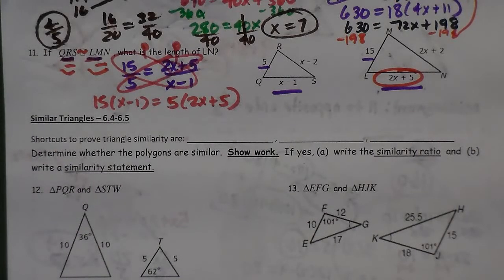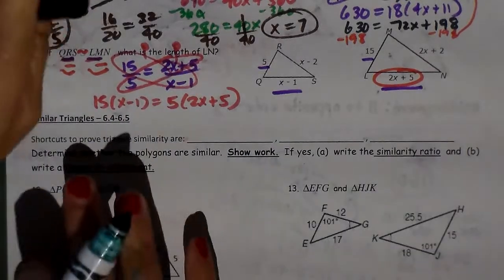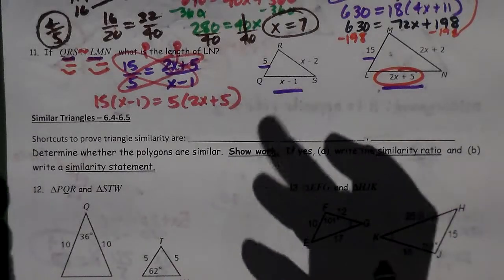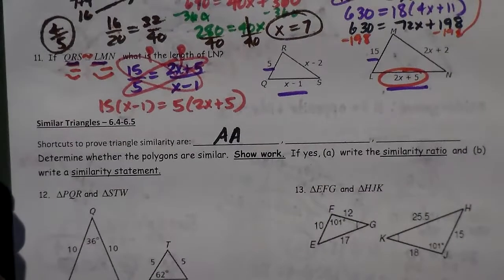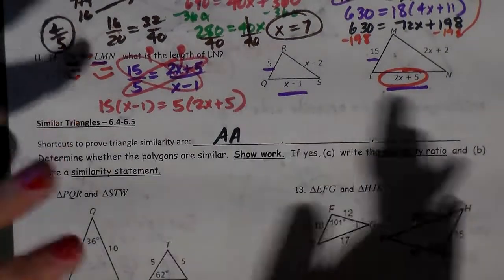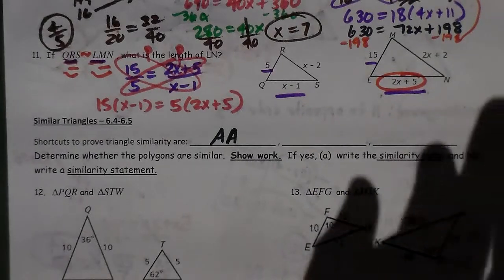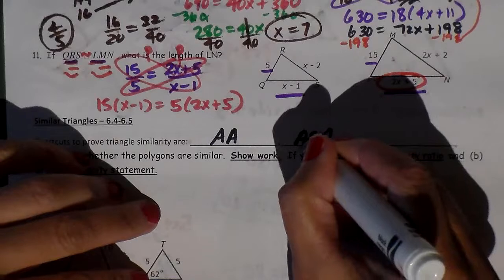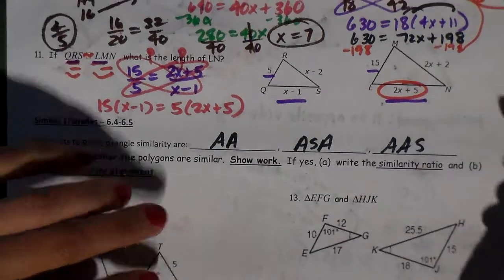Okay. All right. So then we have similarity. So let's finish the similarity here. Shortcuts to prove similarity. How do we know two triangles are similar? Well, angle, angle. Because remember, triangles that are similar have the same shape, but not necessarily the same size. Angle, side, angle. Okay. And angle, angle, side.